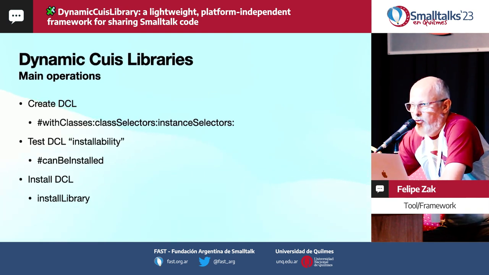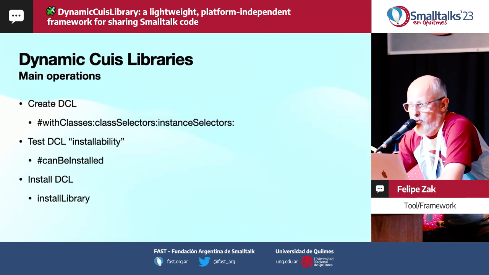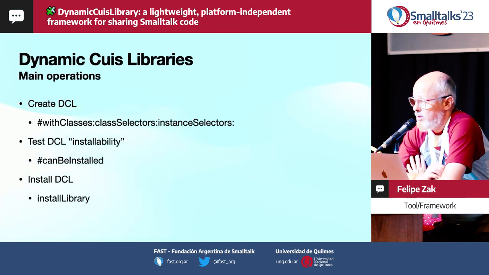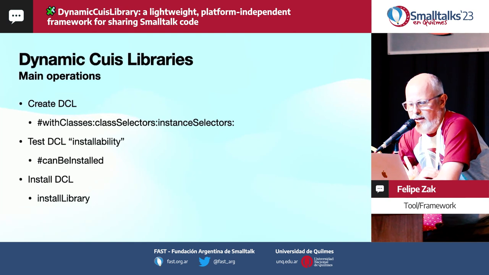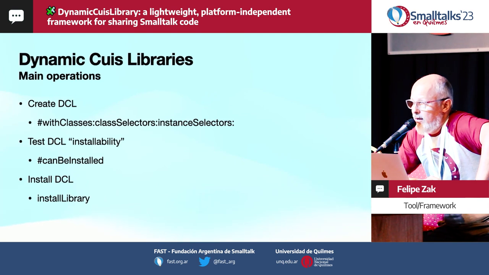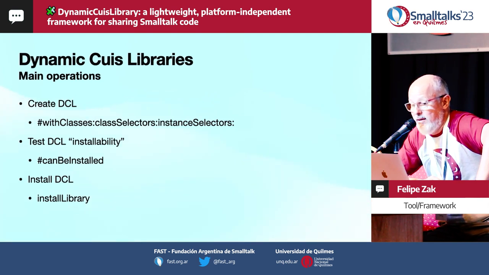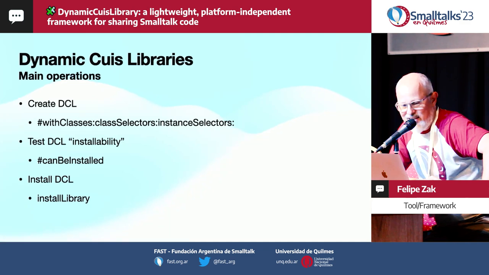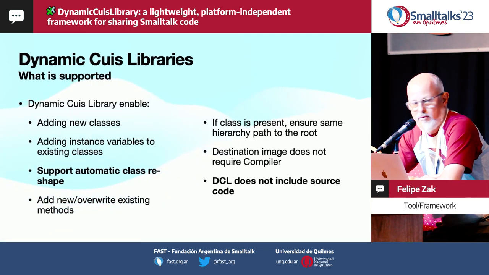The three main operations, the three main messages for a dynamic class library, are these. First, we have to create it in the source space, the source image. This is the message with classes. We need the classes we want to include, the class selectors for classes, and the instance selectors. Then we need to test if it can be resolved, in a minute, what are the constraints we give for a certain library to be installed in the destination space. And of course, we need to tell the library to install. This is the last message, install. So this is the key thing.